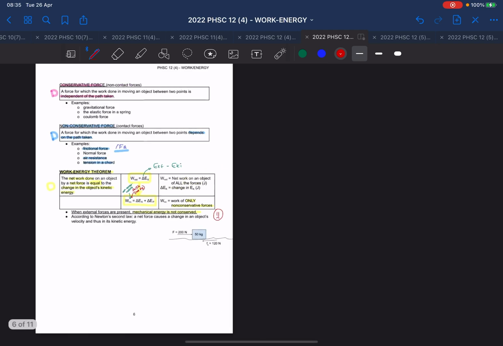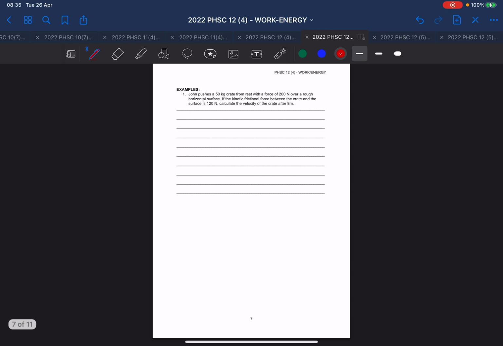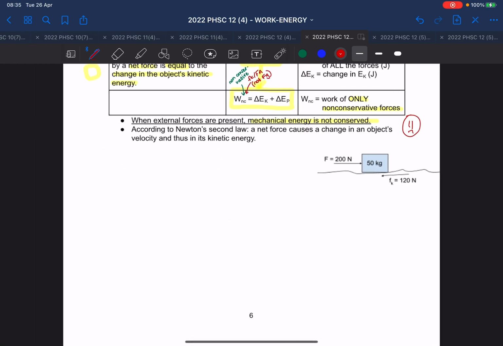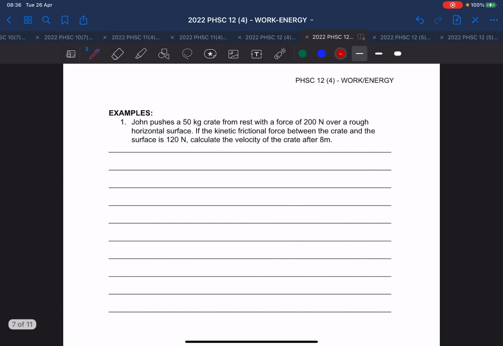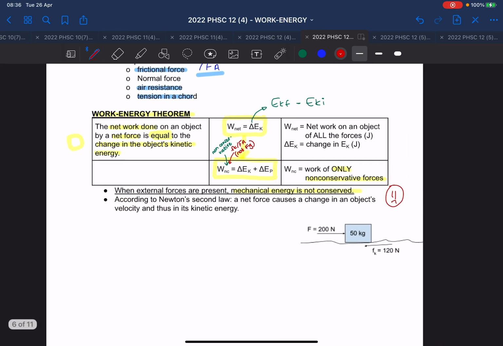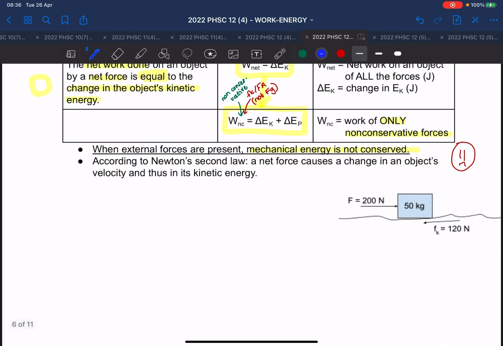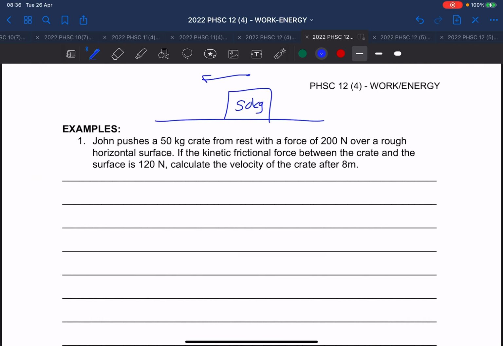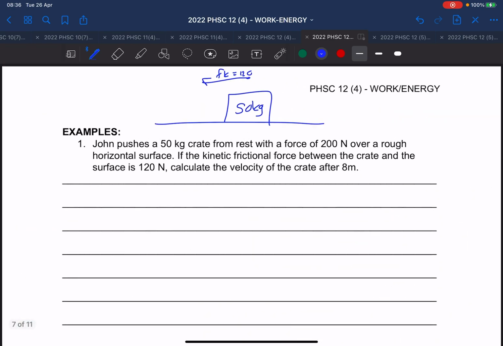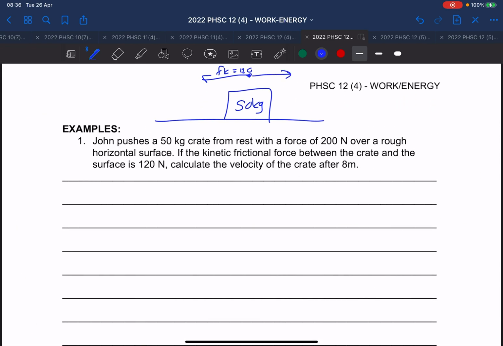All right, where is my question? Hi. Sorry, that picture must go with that question. Okay, so we are quickly going to redraw that picture. So we have a block that's 50 kilograms. And they say the friction to the left is 120, I think. And the applied force to the front is 200.